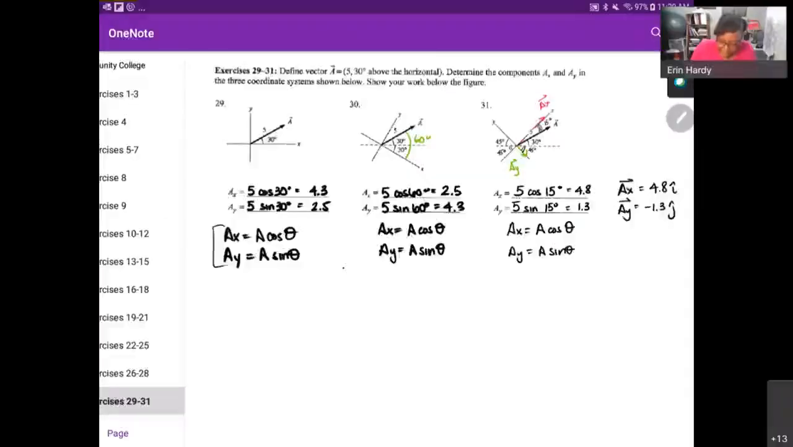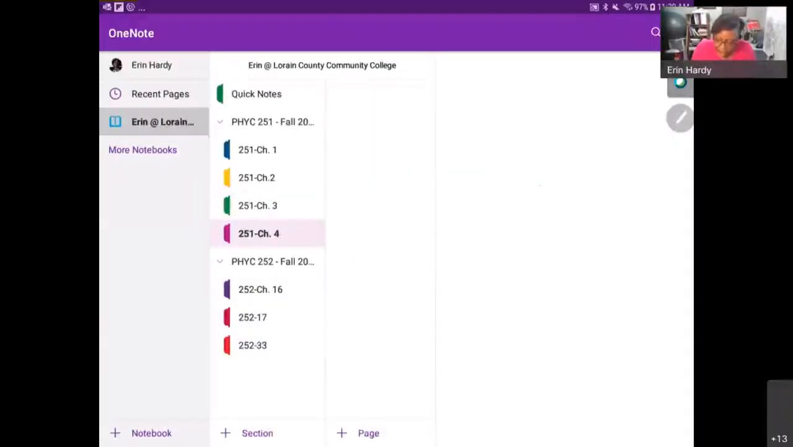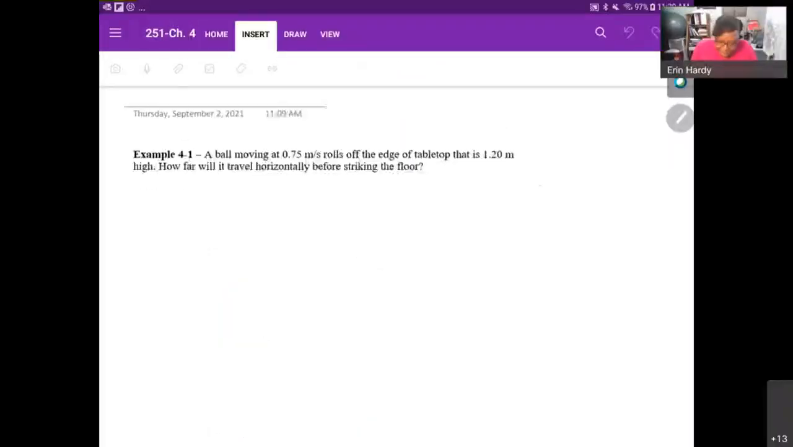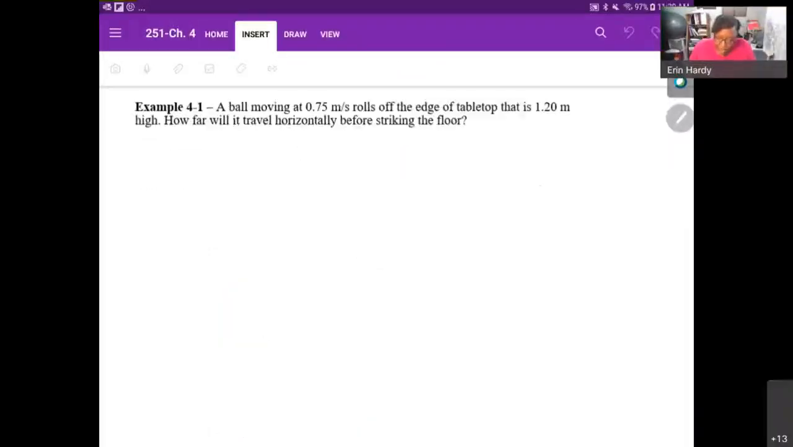All right, so we've got chapter 4 questions here. We know the initial horizontal speed of the ball before it leaves the tabletop. We know the initial vertical speed of the ball before it leaves the tabletop. We know the displacement it's going to undergo. We're trying to figure out the horizontal range.